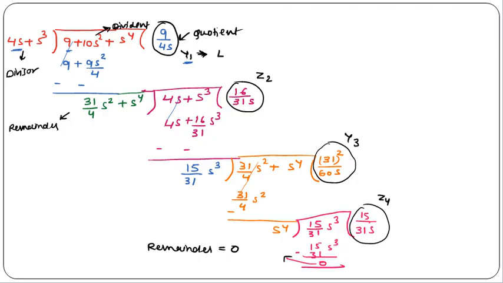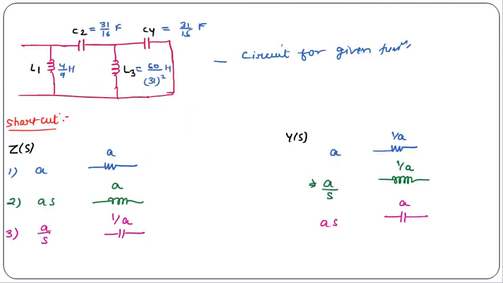The second quotient we are getting is of Z of S, so we have to cross check with Z of S, and the value we are getting is 16 by 31 into S. If we see, it is matching with the third term, that is A by S. So the A value we are getting is 16 by 31, so the capacitor value will be just the opposite, so this is 31 by 16. So we are getting the same answer. You can draw your circuit again using these tables.